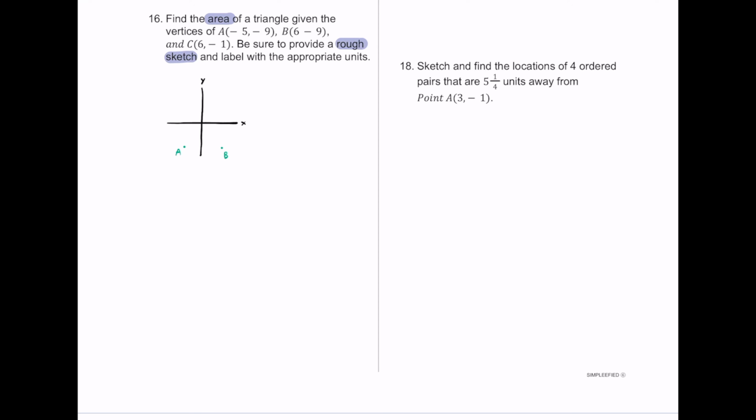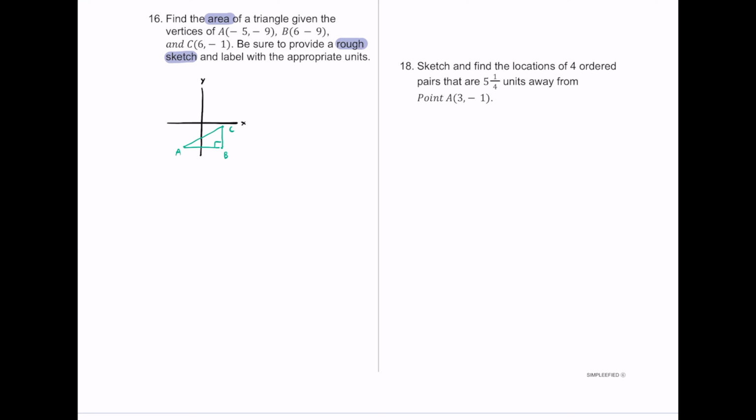And then C is going to be +6, -1. So that looks like it's going to be somewhere there in quadrant 4 as well. So A and B are horizontal to each other, so left and right. C is stacked right on top of B, and then we have a triangle connecting, so AC would be the hypotenuse here. So this is a right triangle. Okay, so this is what we're looking at here.